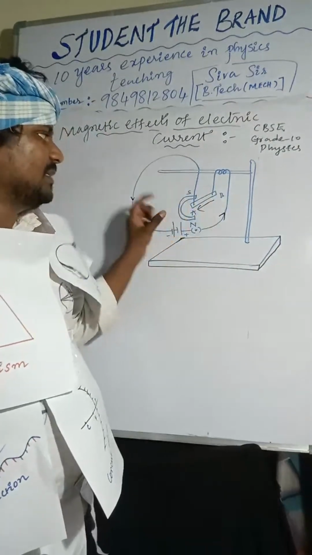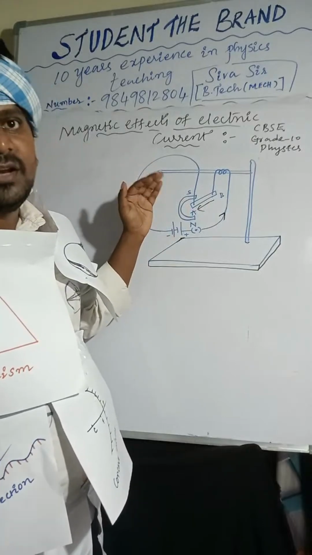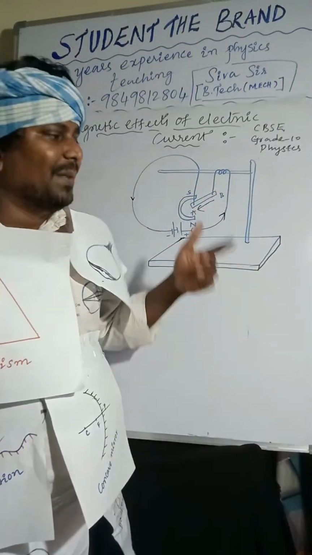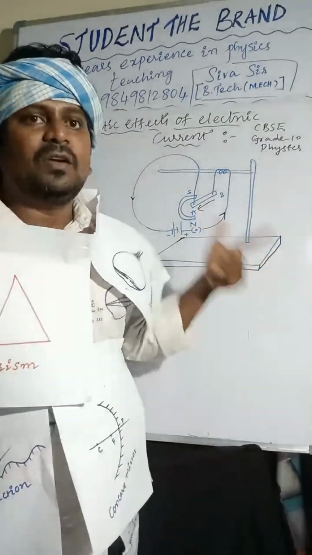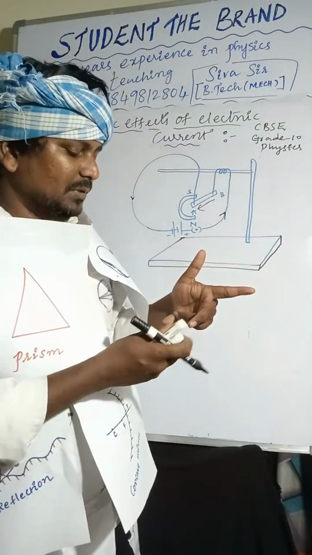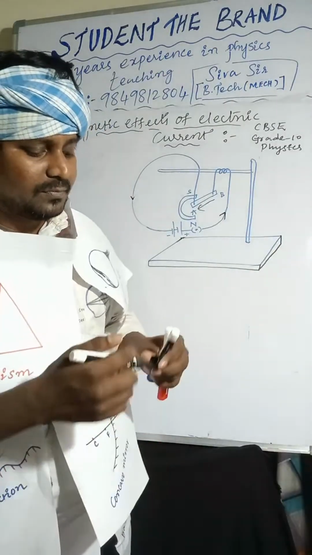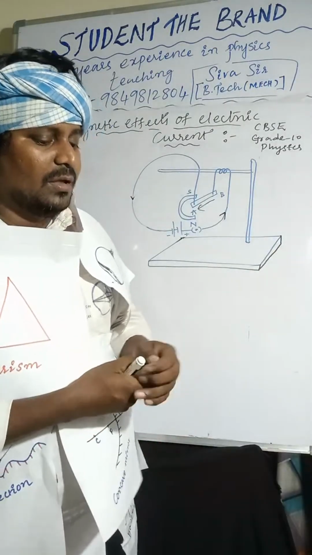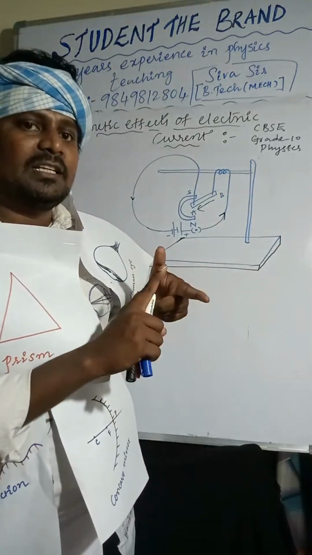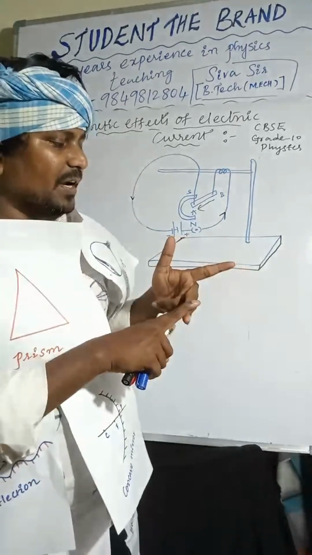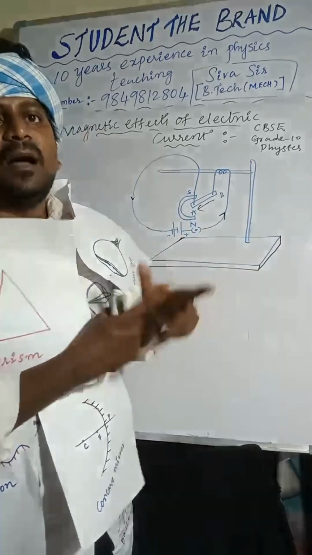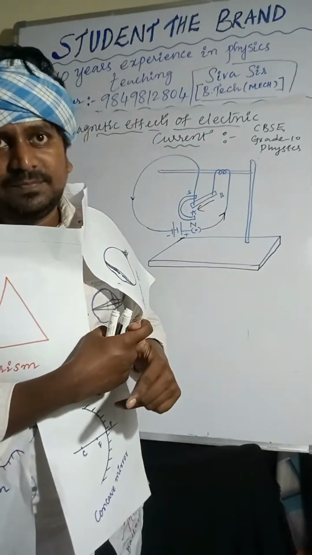So here current is passing, and the magnetic field is fixed, moving from north to south. By using Fleming's left hand rule, we can understand the direction. The left index finger shows the magnetic field, the middle finger shows the current direction, and the thumb shows the force acting on the conductor.